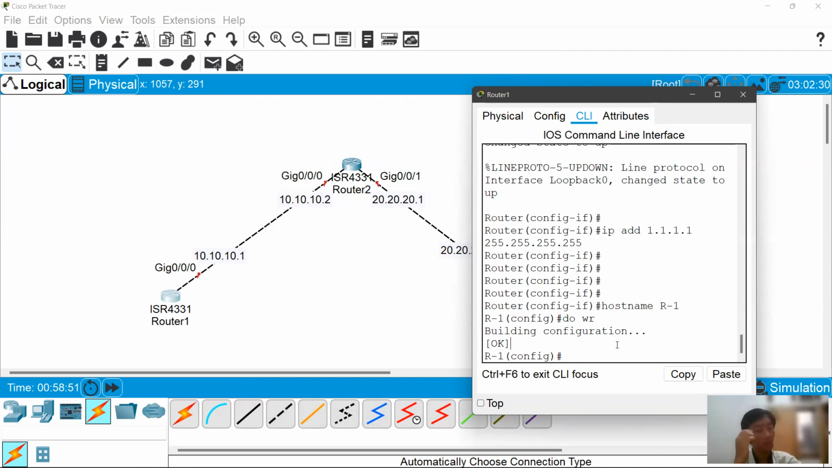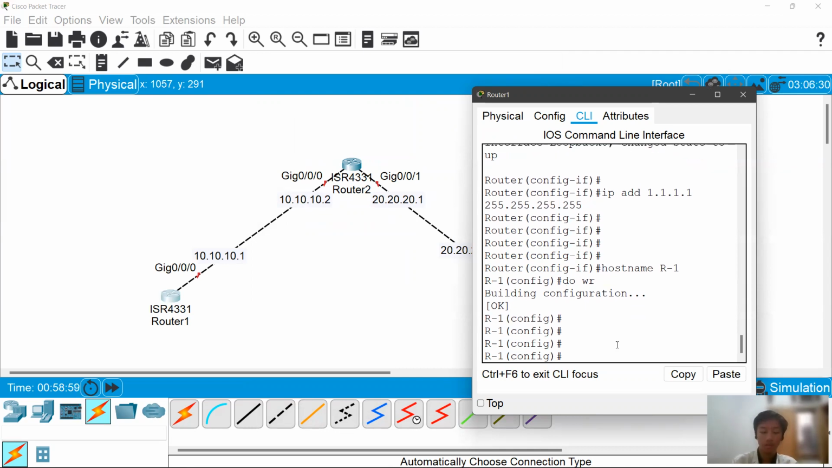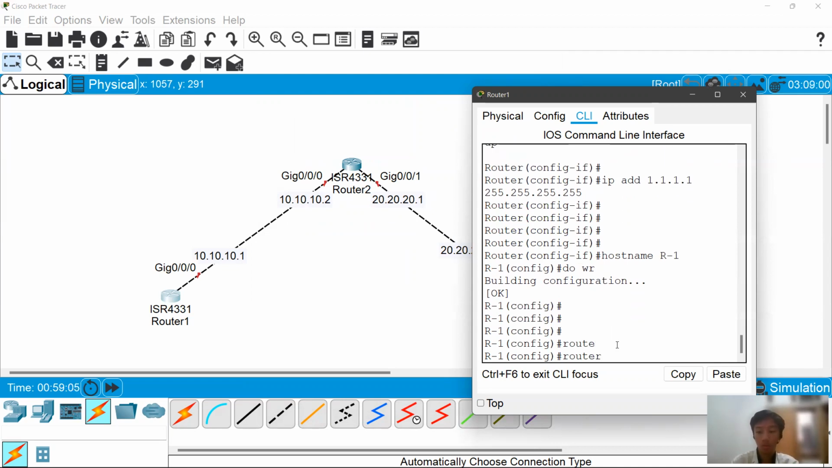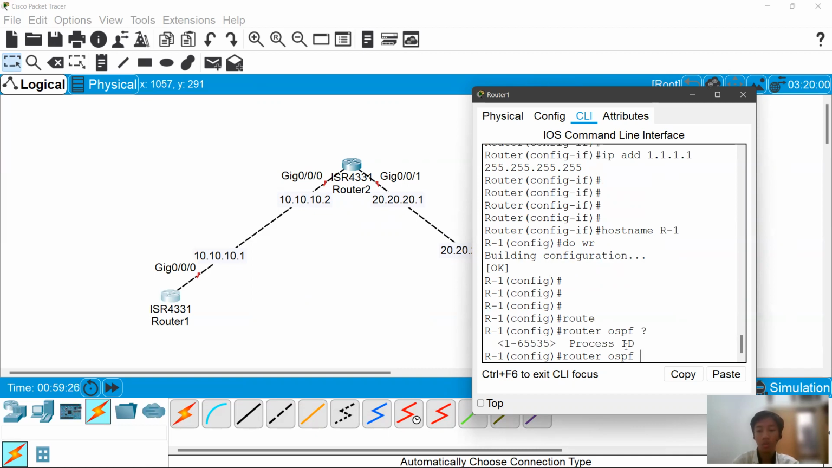I explain about EIGRP first. In EIGRP, it's very easy to get the configuration. To make EIGRP, we must make OSPF. Okay, OSPF uses a process ID.